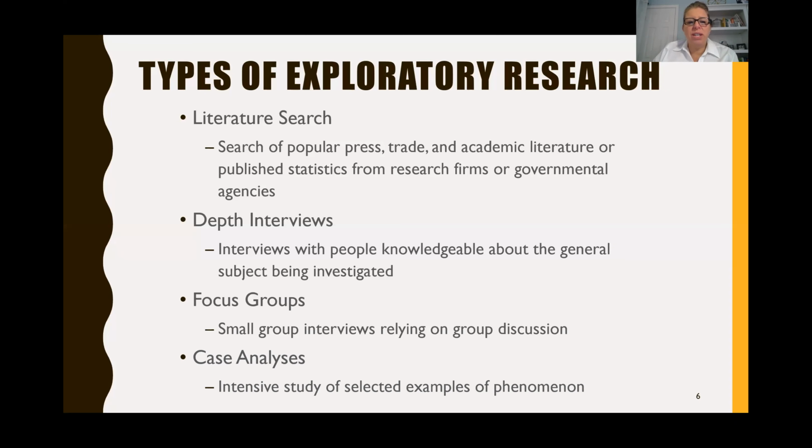And the last one is case analysis. This is simply doing an intensive study of selected examples of the phenomena. Now, there are other types of exploratory research. Ethnography is an example of that, where you go on the internet and you can find information and data and conversations and discussions that are already posted online between consumers that you can then go ahead and analyze. That's another form of exploratory research.